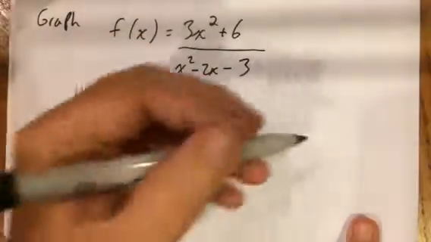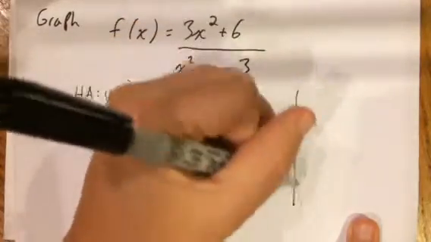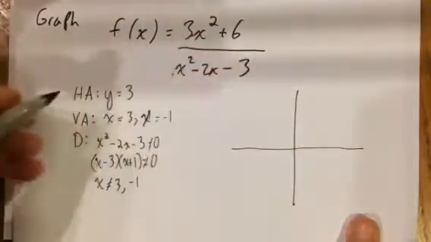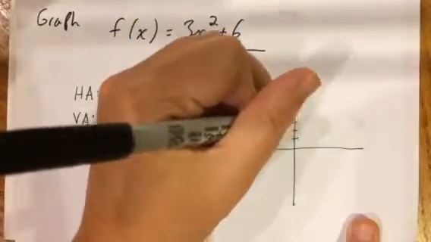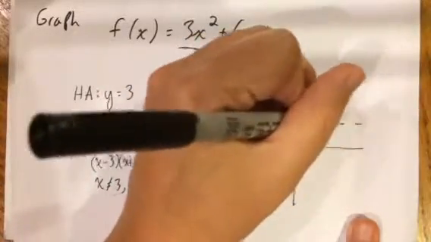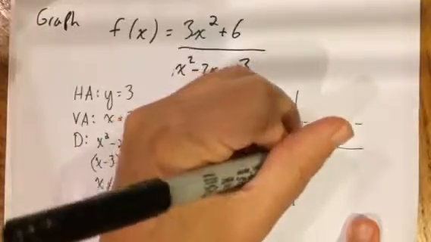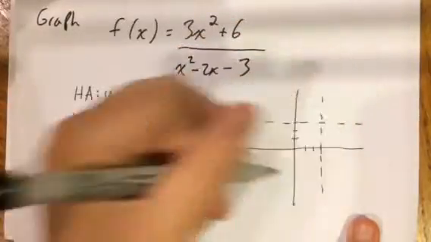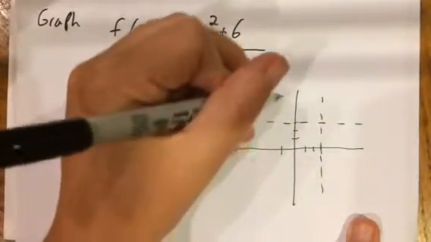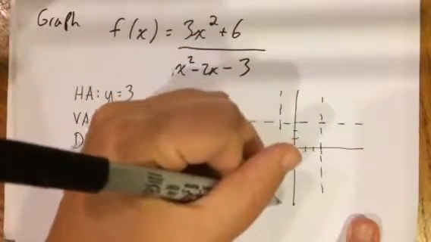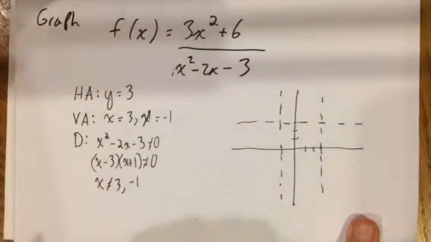Okay, so I got 3 asymptotes. I'm going to go ahead and draw them in. So I got a horizontal asymptote at 3. Got a vertical asymptote at 3 on the x-axis and negative 1 on the x-axis. I can draw on my dotted lines to show that they're asymptotes.